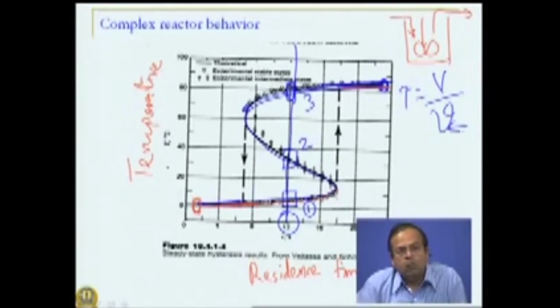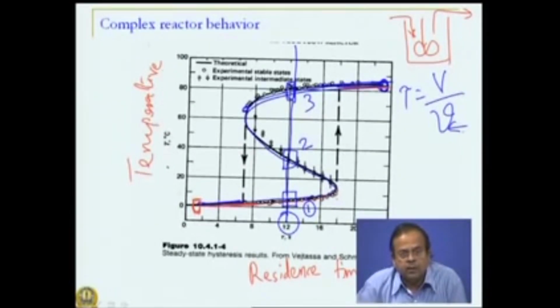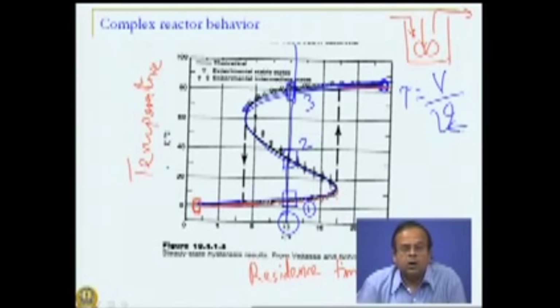Now, you may ask the question, if I am given a reactor and if I am going to run it at 12-second residence time, how do I know which steady state will I reach? Will I go to number 1, number 2 or number 3? So, that depends on where you start, how you start your reaction.